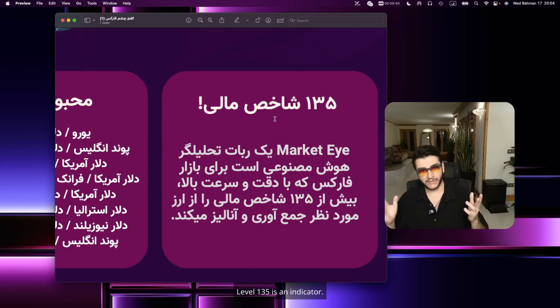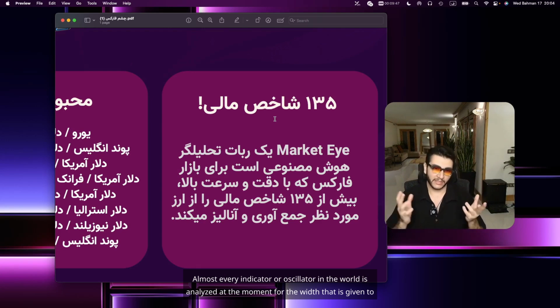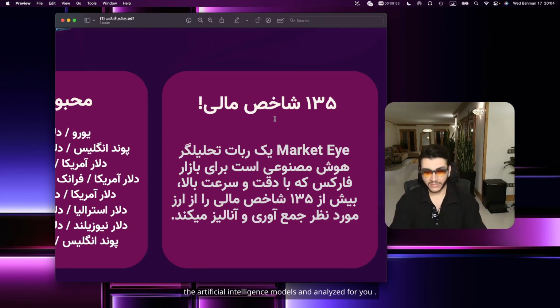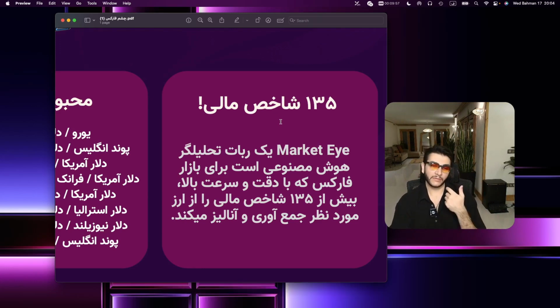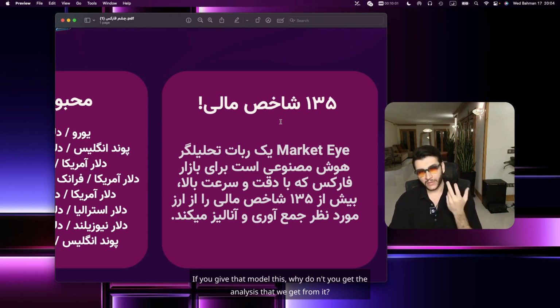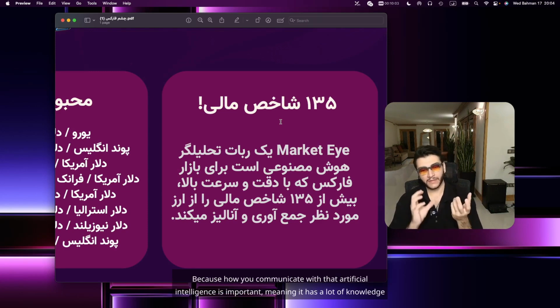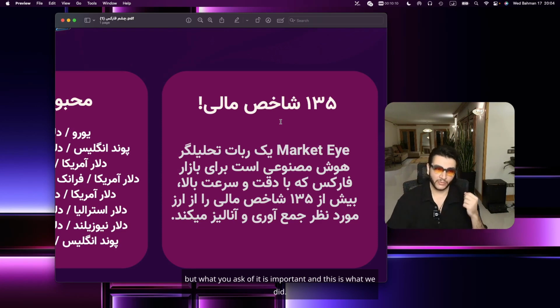Level 135 is an indicator. Almost every indicator or oscillator in the world is analyzed at the moment for the width that is given to the artificial intelligence models and analyze for you. If you give that model this, why don't you get the analysis that we get from it? Because how you communicate with that artificial intelligence is important, meaning it has a lot of knowledge, but what you ask of it is important. And this is what we did.